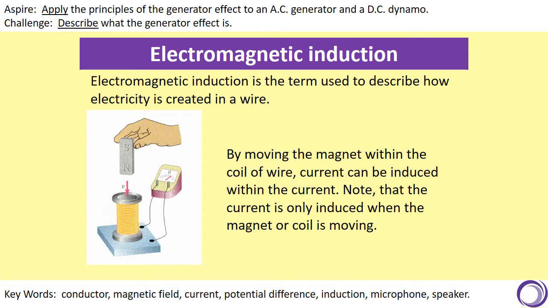By moving the magnet in the coil of wire, or even next to the coil of wire, if you've got a circuit, then a current can be induced. That word induce means force. We're forcing it by moving the magnet. You only get a current induced and a potential difference induced if the magnet or the coil or both is moving. If you keep it still, you'll have no induced voltage or current.